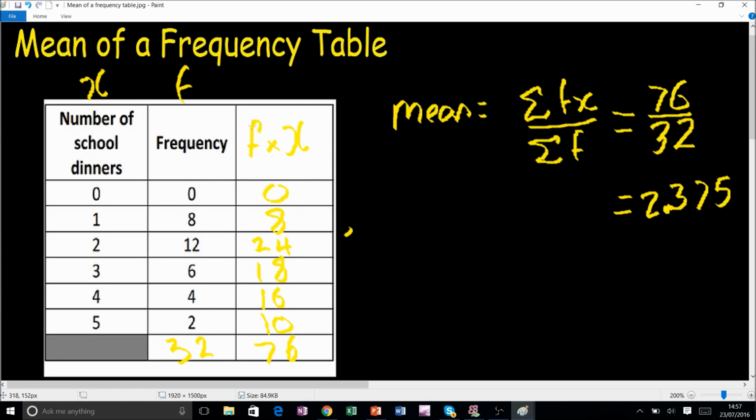So one of the key things you need to remember is to do the f of x column first. You have got to remember to do the f of x column, and you need to know that the f of x column is basically the frequency times the x column. Okay, so you just multiply them as you go across. So 8 times 1 gives you 8, 12 times 2 gives you 24, 6 times 3 gives you 18, and so on. So that's how to calculate the mean of a frequency table, guys.